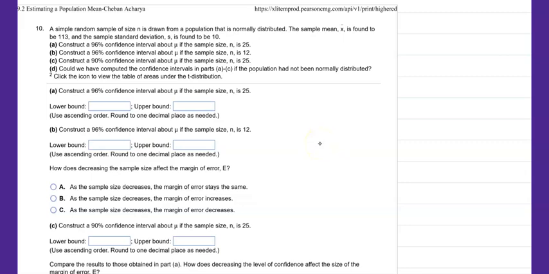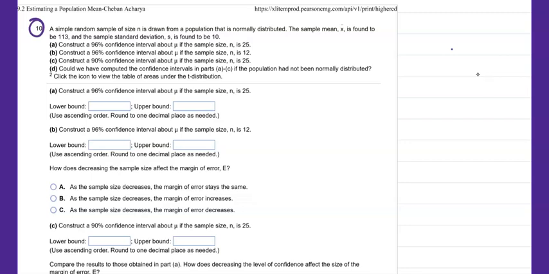Okay, question number 10. For question number 10, we need to draw the confidence interval about the mean for different sample sizes with different levels of confidence. For part A, we have to draw the confidence interval where the confidence level is 96%, 0.96, and the sample size is going to be 225. So what's the confidence interval in this case? That's the first question.